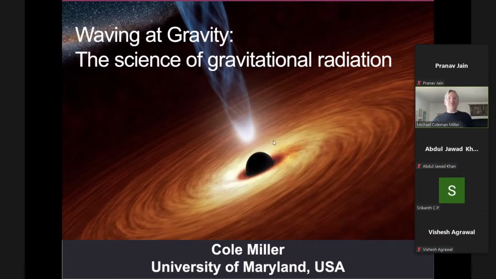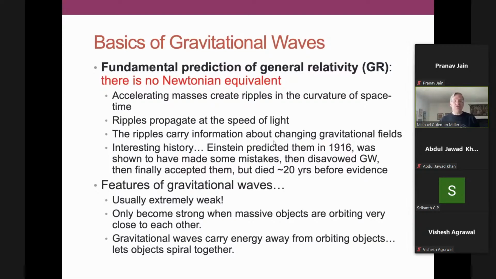I'll start by just mentioning a few basics, and then I'm going to show you a quick video, and then we're going to get into how it is that gravitational waves can be produced and how they cannot be produced. Gravitational waves are a fundamental prediction of Einstein's theory of gravity, which is general relativity, or GR. There is no Newtonian equivalent.